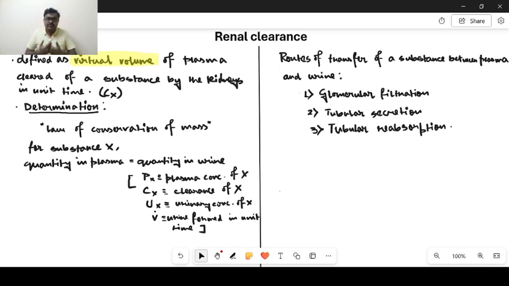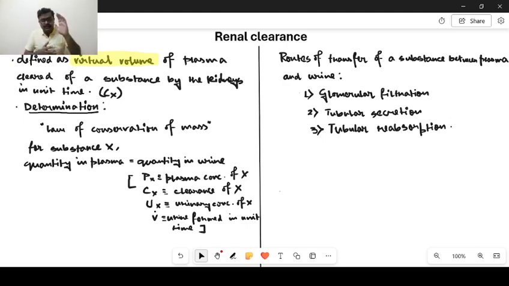Now, to measure the clearance of any substance, we follow the principle of the law of conservation of mass, which says that if there is a substance X in the plasma in a certain quantity, and it gets transferred into urine, its quantity in the urine and its quantity in the plasma should remain the same, because mass is neither created nor destroyed.